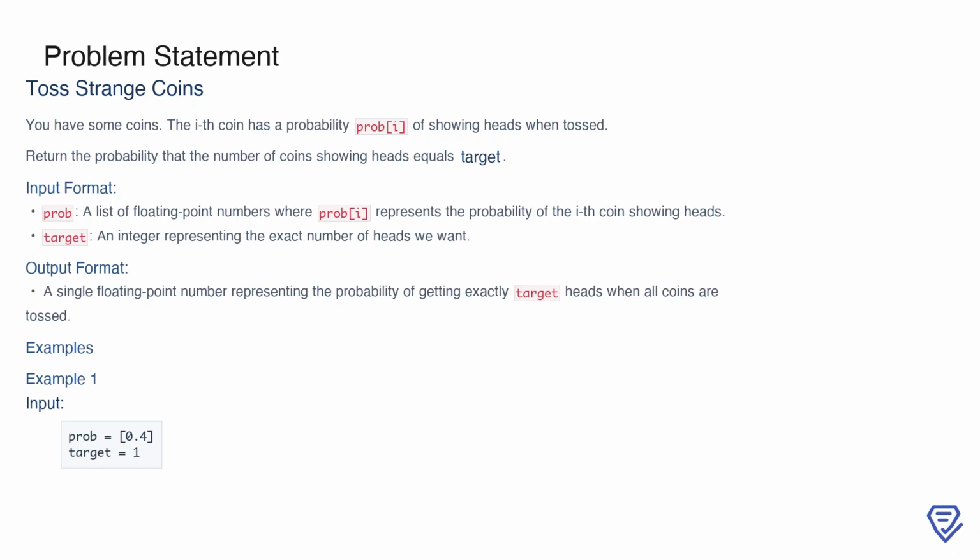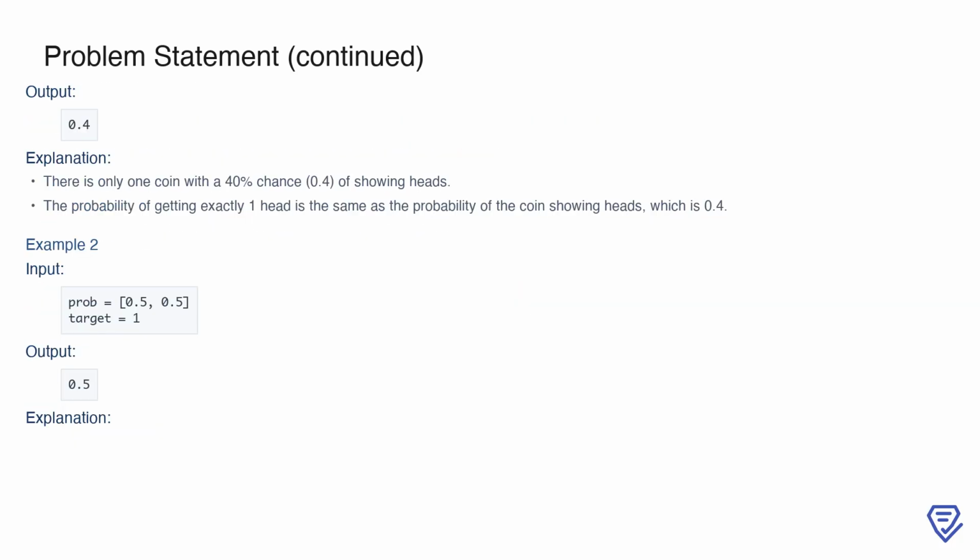To illustrate this, let's look at some examples. In the first example, we have a single coin with a probability of 0.4 showing heads, and the target is 1. The output in this case is 0.4. This is because there is only one coin, and the probability of getting exactly one head is simply the same as the probability of that coin showing heads, which is 0.4.